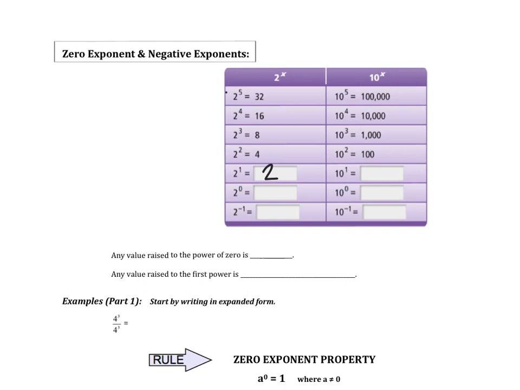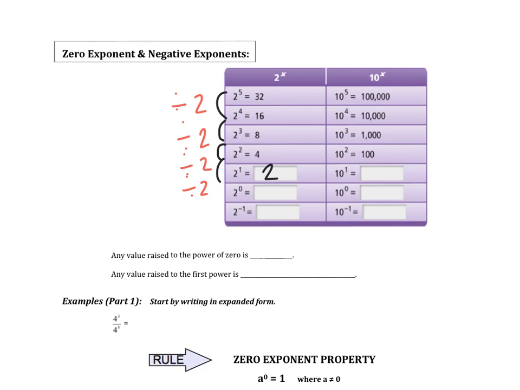What's happening as we go down from 2 to the 5th to 2 to the 4th? 32 to 16, and then 16 to 8, and then 8 to 4, and then 4 to 2. What's happening every time? Do you see it? Each time we're dividing by 2. It makes sense, doesn't it? The power of 2 is going down 1 each time, so that means that our result is getting 2 times smaller. So let's continue that pattern as we go down the column here.